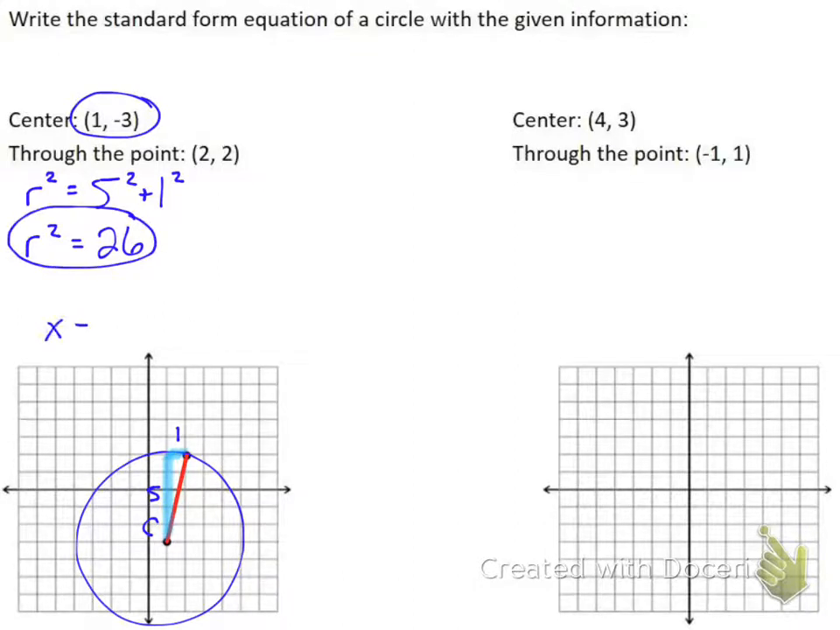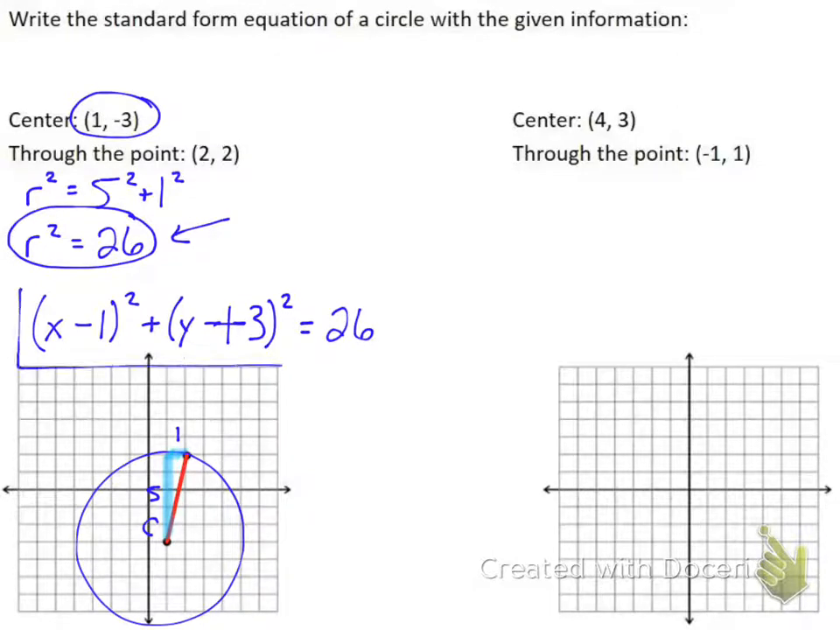So I've got x minus 1 squared plus y minus negative 3 squared, which turns into a big plus sign, so plus 3, is equal to, and since it's r squared, I know that r squared is going to be this 26. So it's kind of a shortcut, so I don't have to take the square root and then square it. So that's my standard form equation of that graph right there. Same thing with the right-hand side.